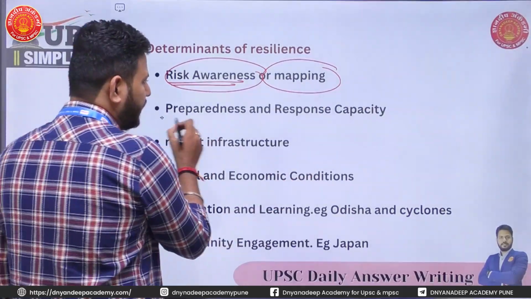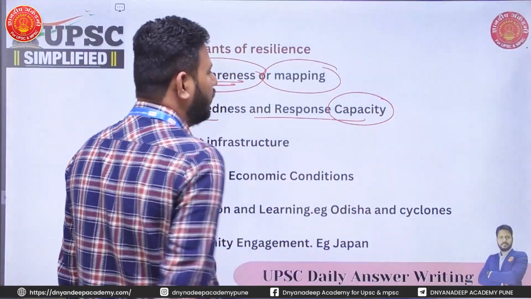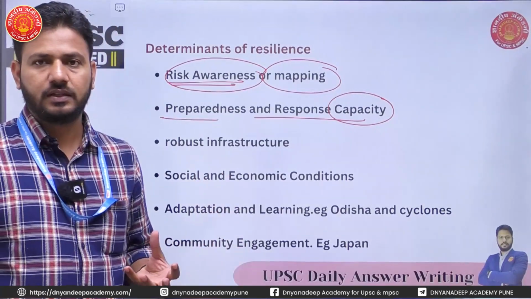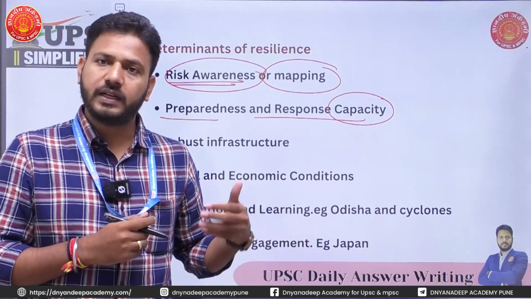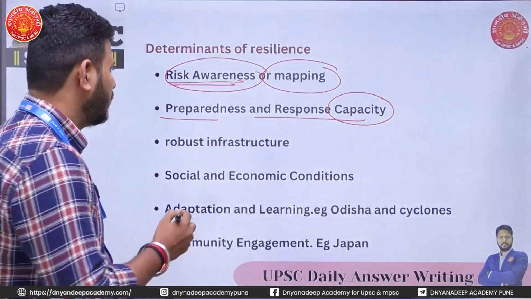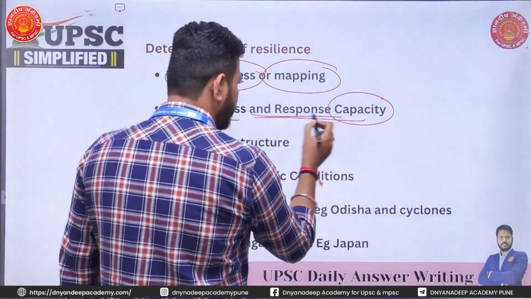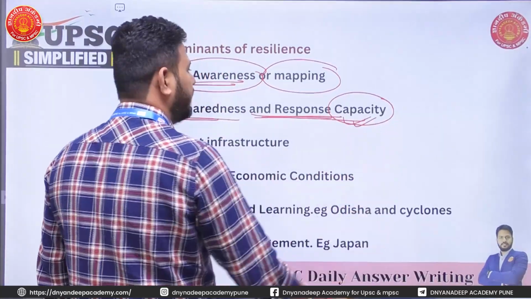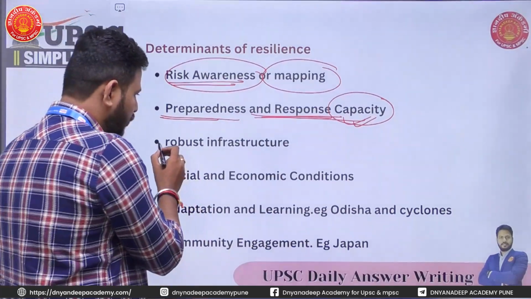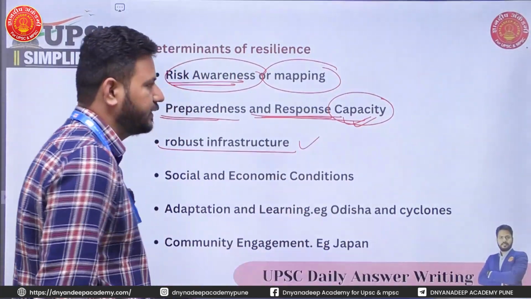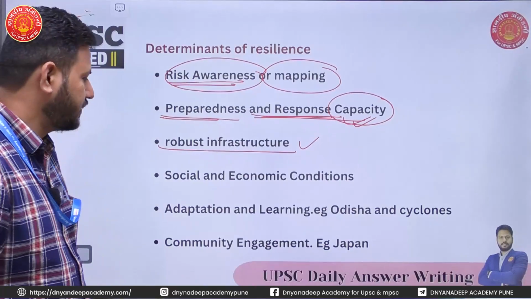Then second is preparedness and response capacity. How prepared is the community to disaster? A community which is prepared only can be a resilient community, or it can face disasters. So how prepared are you, or what is the response plan, or what is the capacity to respond to disasters is another determinant. Then robust infrastructure is another determinant of resilience.